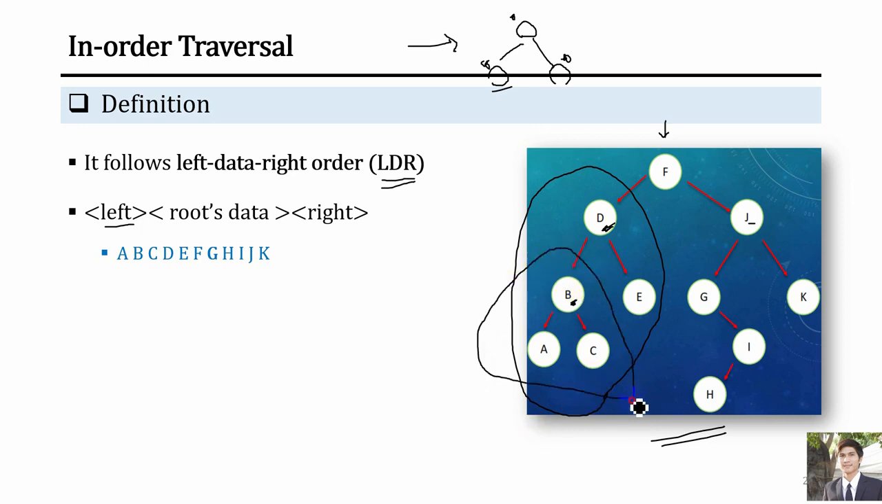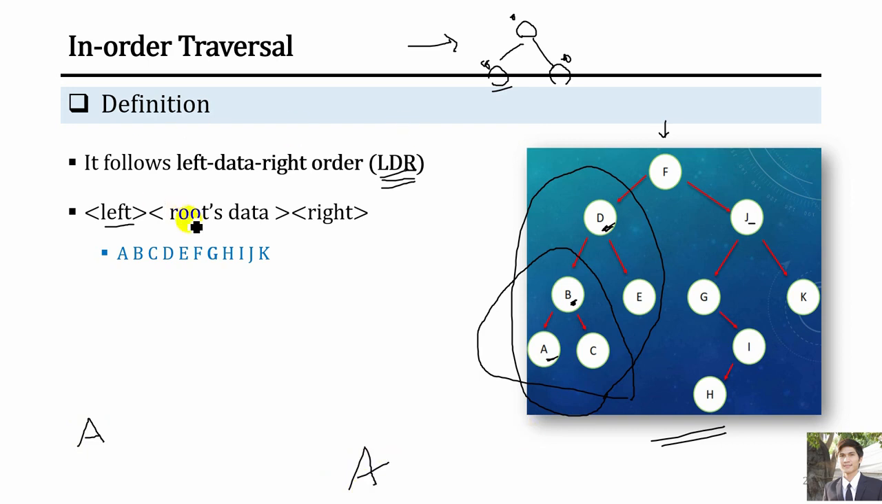Okay, yes, you can see here that B is the root, so we cannot display B yet. Now we go next to the left. The rule is left, data, right. We go to the left, and the left of B here is A. Letter A has no other left or right, so we display A first. Let's put it here, so we got letter A.